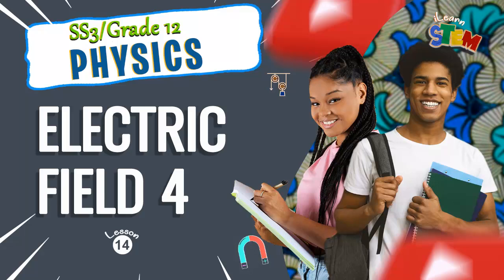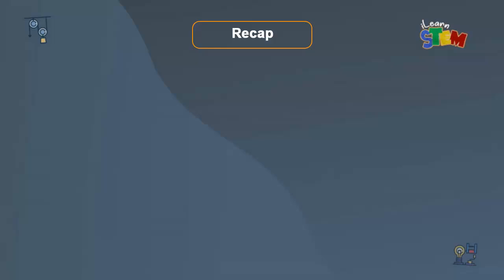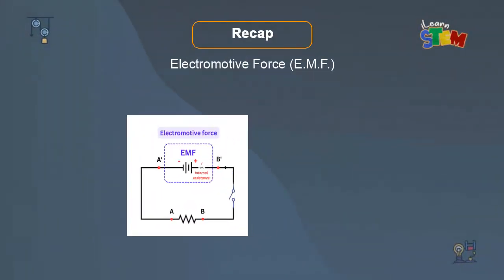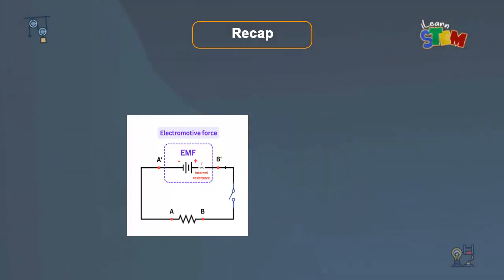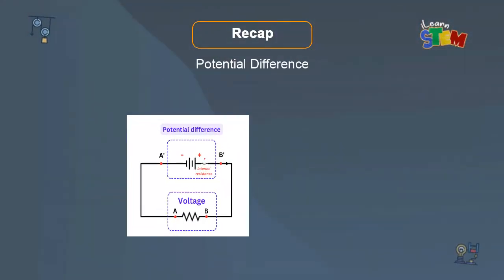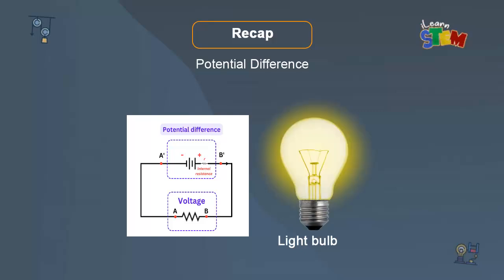But before we dive in, let's take a moment to review what we learned in our previous lesson. In our last class, we discussed electromotive force, EMF, which exists even when no current is flowing. This can be observed in a cell or battery. We also talked about potential difference, which is zero when no current is flowing. This explains its effect on devices like an electric bulb.